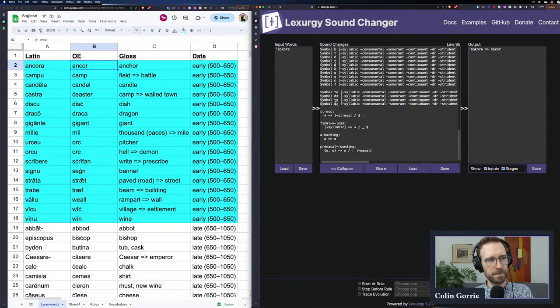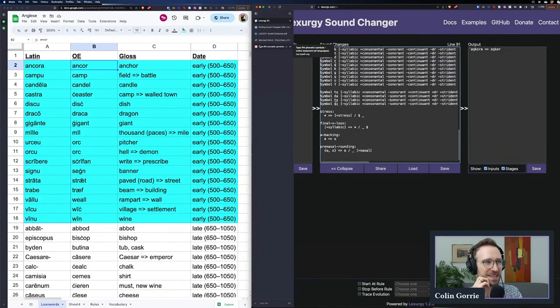No, that didn't work. Okay, so this is also part of the joy of doing Lexurgy live, is that we get to debug things. And if it takes us too long, we'll just ignore it and move on.